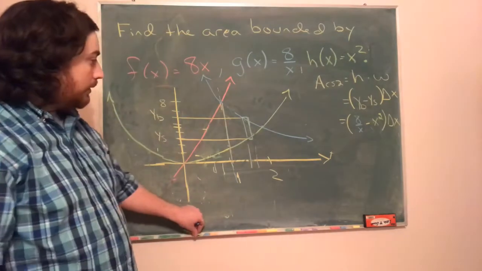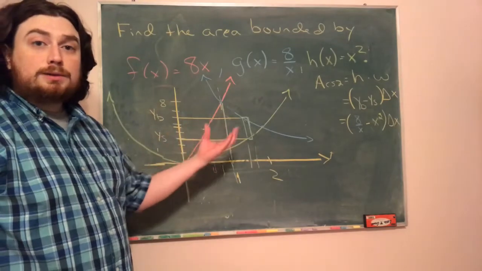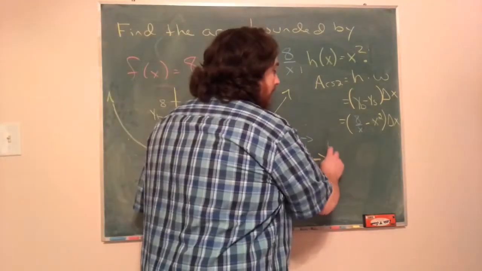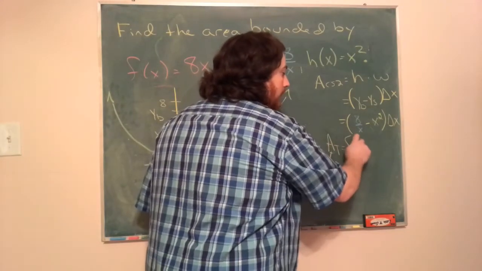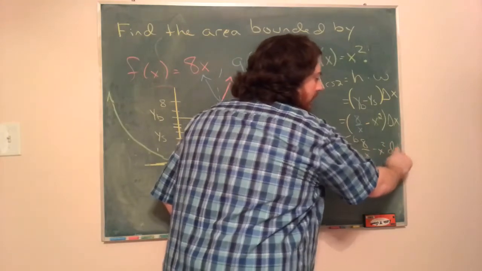Now again, if we want to find the total area, we're going to add up all of these cross sections as they become infinitesimally thin. So in order to do that, I'm going to say that my total area is going to be the integral from a to b of 8 over x minus x squared dx.